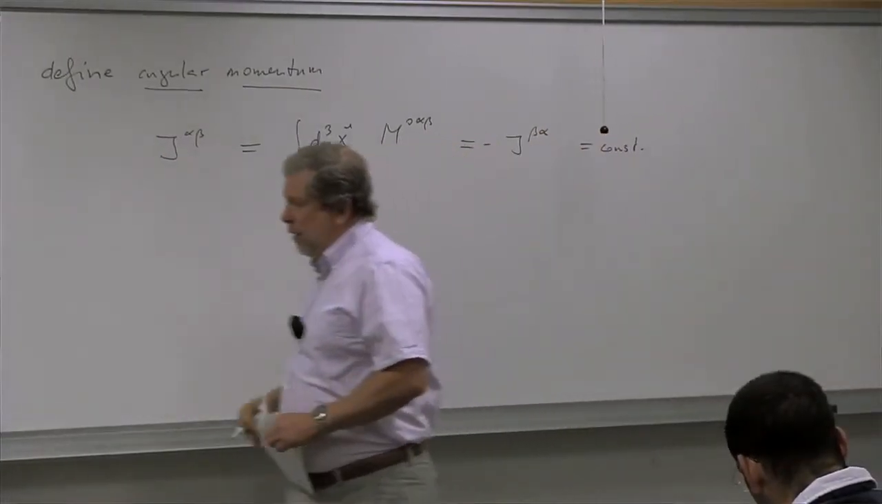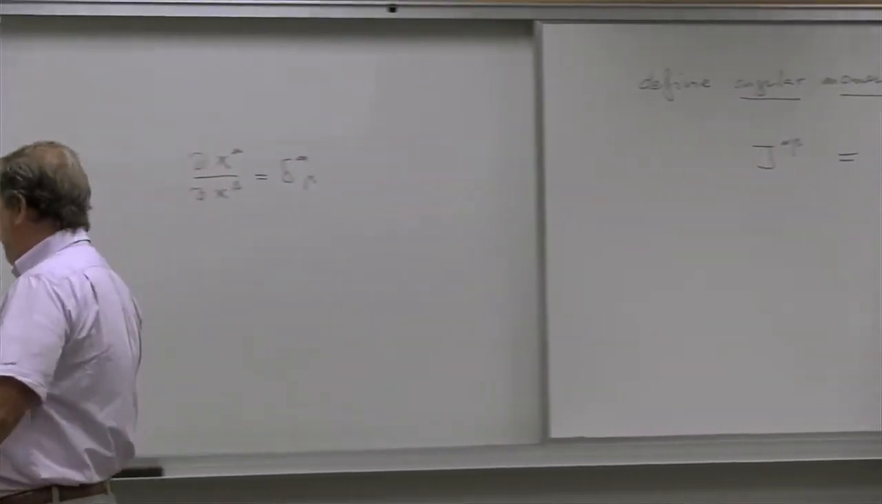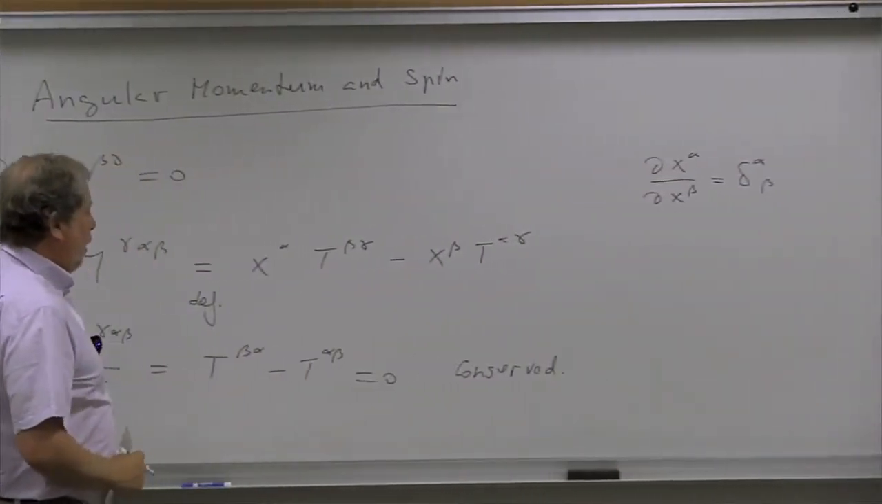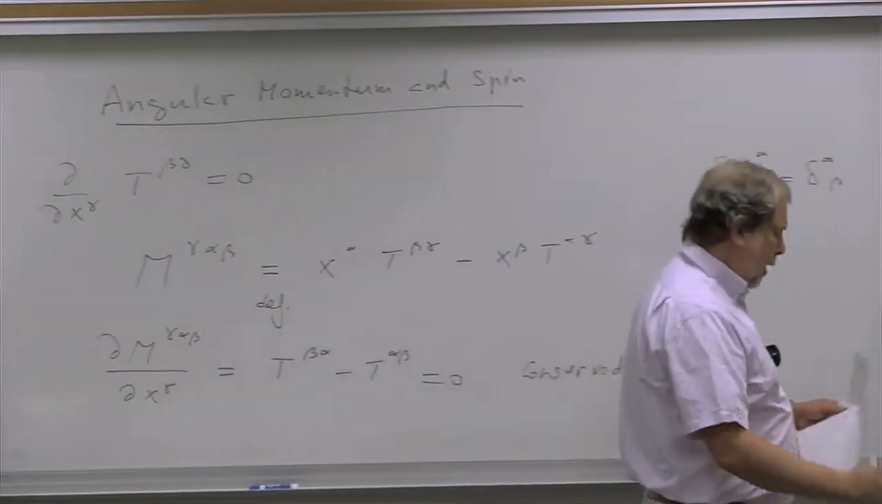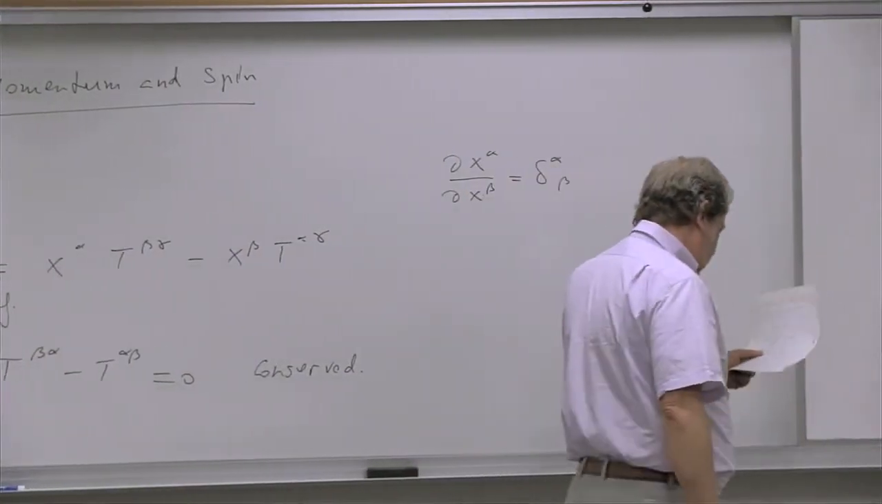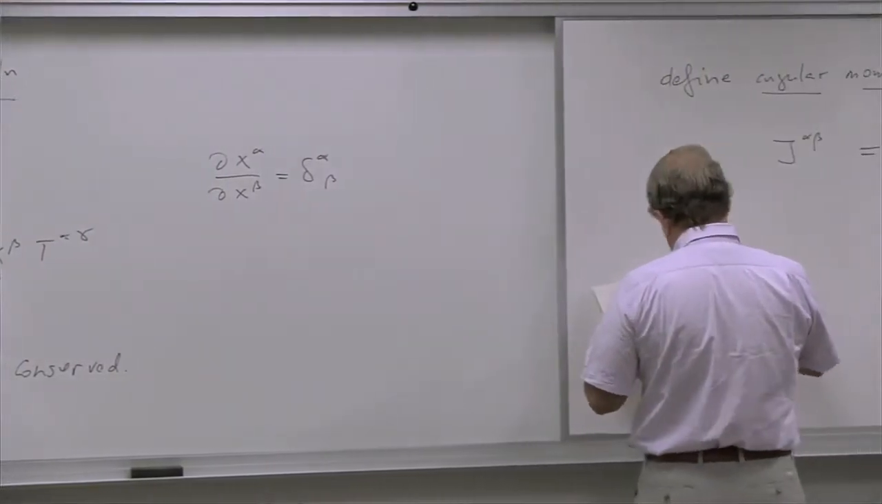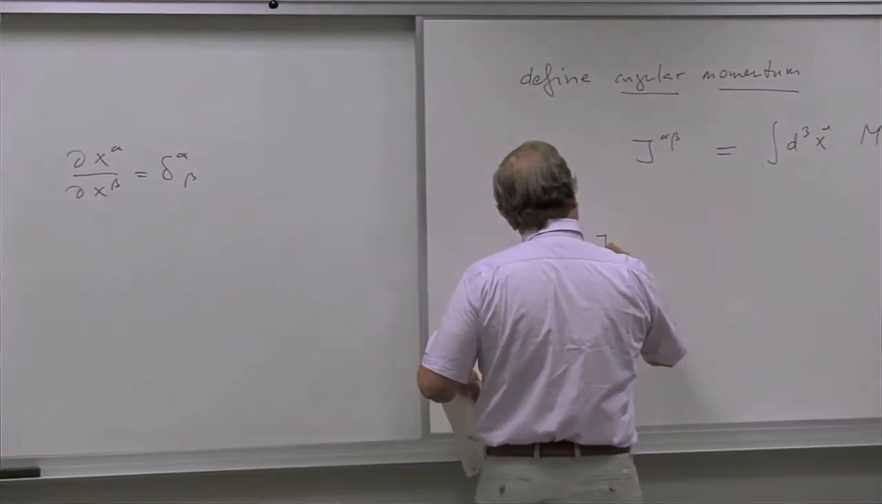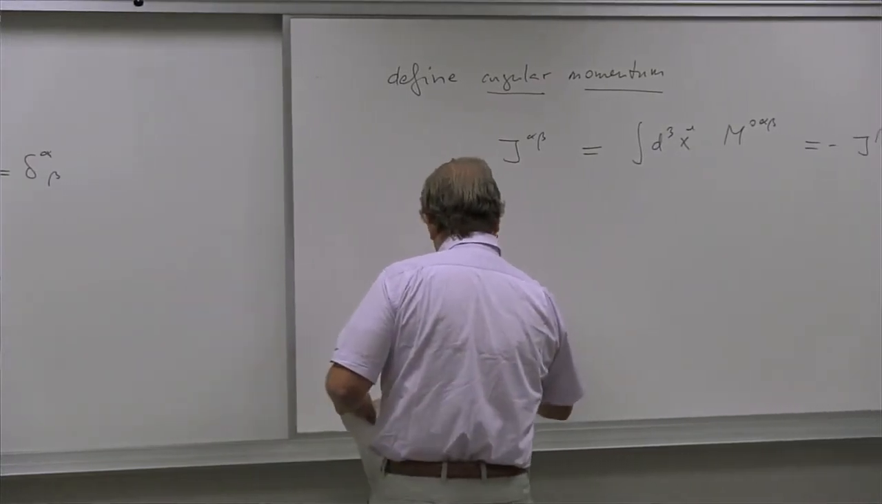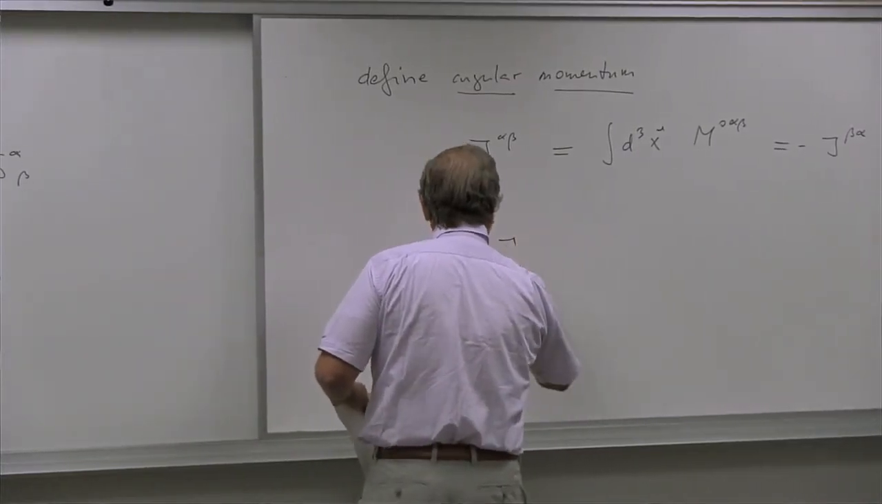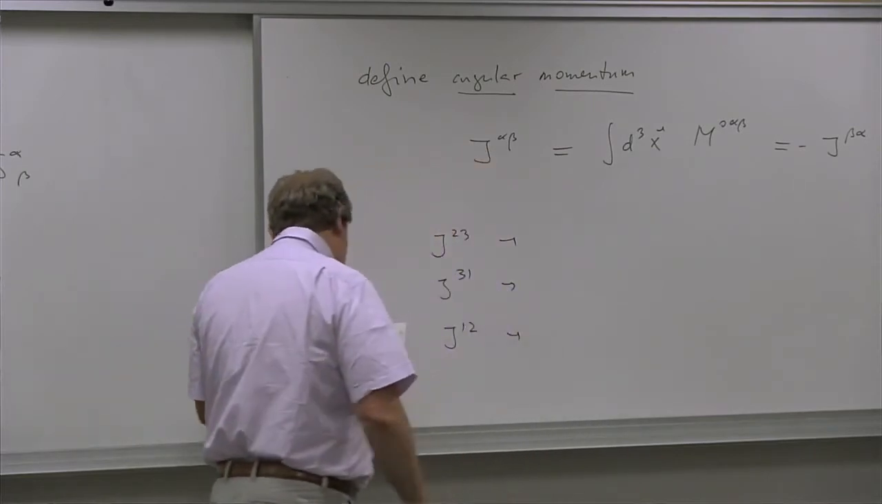Why is it constant? Well, because it's the naught component of a conserved quantity, which is integrated over x. So by the divergence theorem, this is time independent, right? So that means that now we can calculate J23, J31, and J12, and those are the 3 components of the angular momentum.